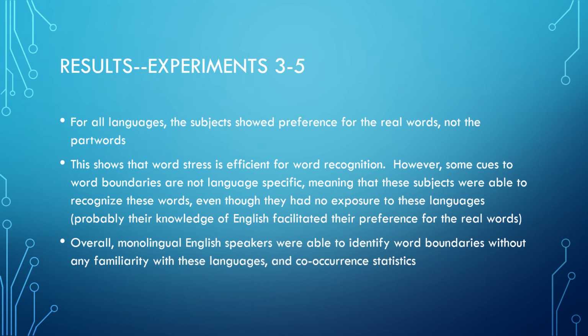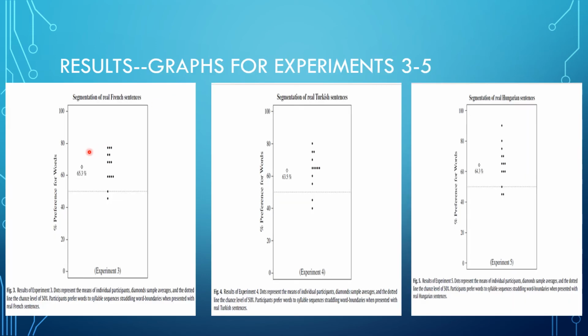In experiments 3, 4, and 5, preference was shown for the real words in all 3 languages, as shown with these high preferences in these graphs. This shows that stress helps with word recognition, and the fact that these subjects could recognize these words without being exposed to these languages could be because they used their knowledge of English to facilitate their preference for the real words, which further shows that some cues to word boundaries may not be language specific.